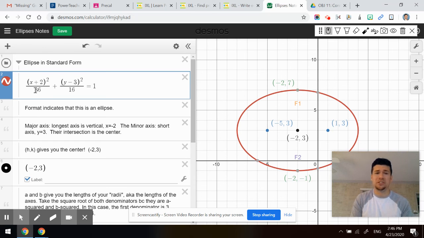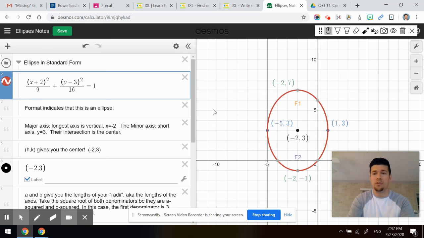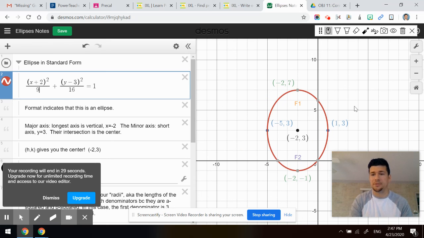All right, so those are the basics of ellipses, and I hope that this is helpful for you for your intro activities for ellipses. In the next video, we will explore foci and work a little bit more with a squared and b squared.